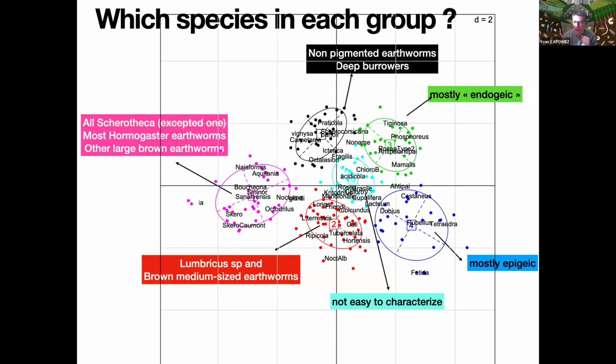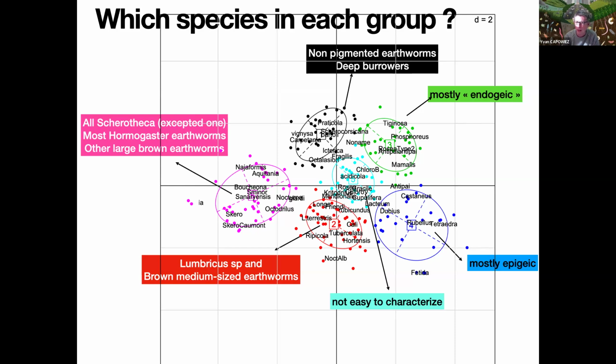And of course, there is an intermediate group in the middle of the figure. It's not easy to characterize these worms. It means this is a continuous world. We cannot separate all of them. We have to accept that there is an intermediate group. It's the soft blue here.